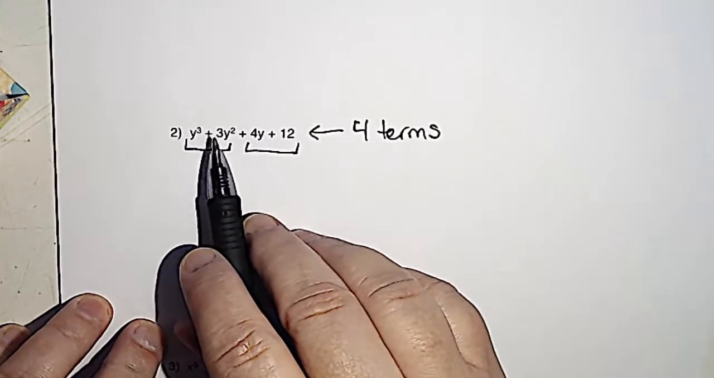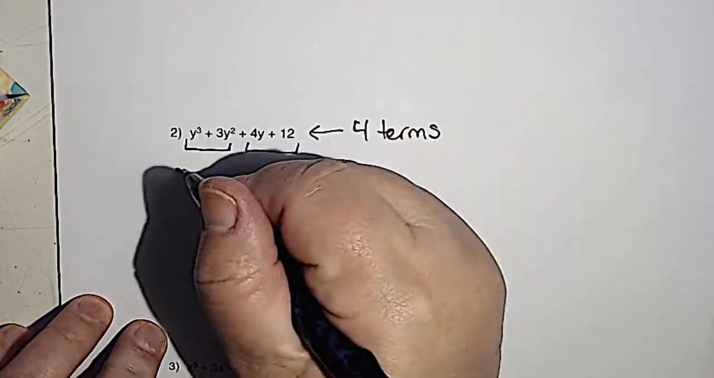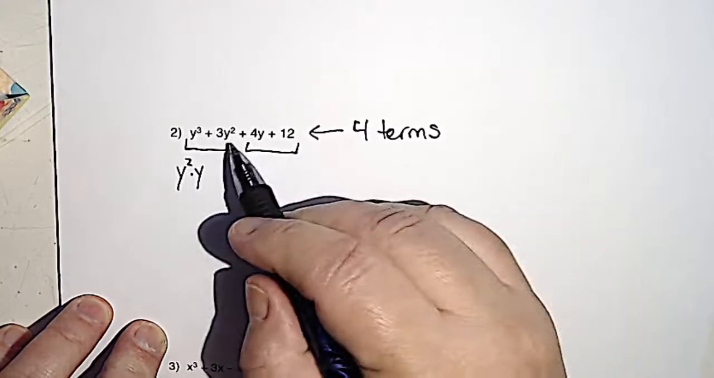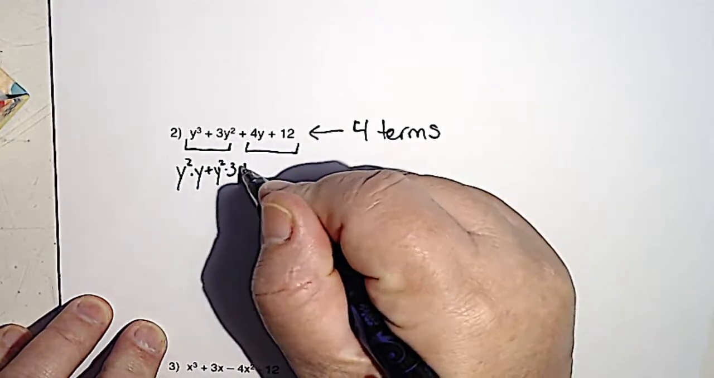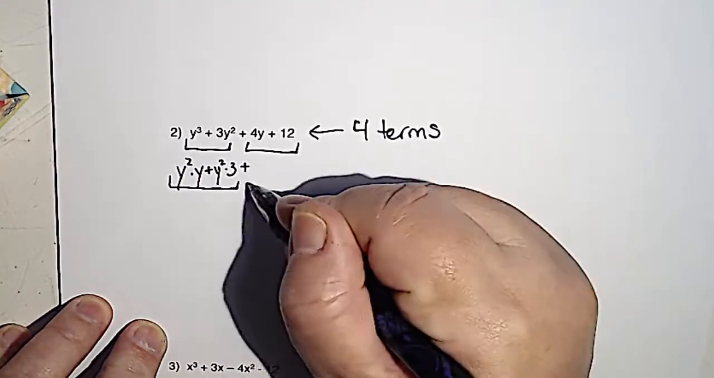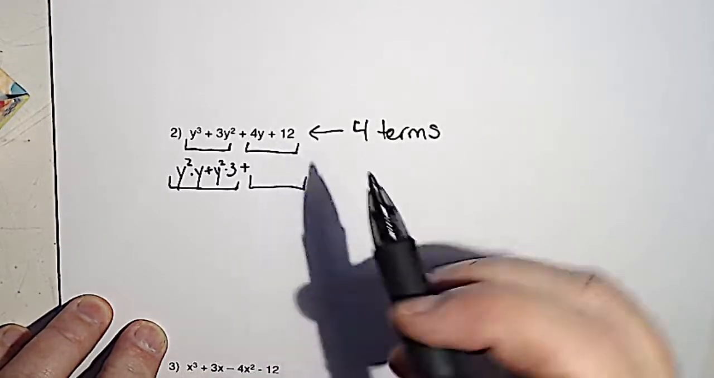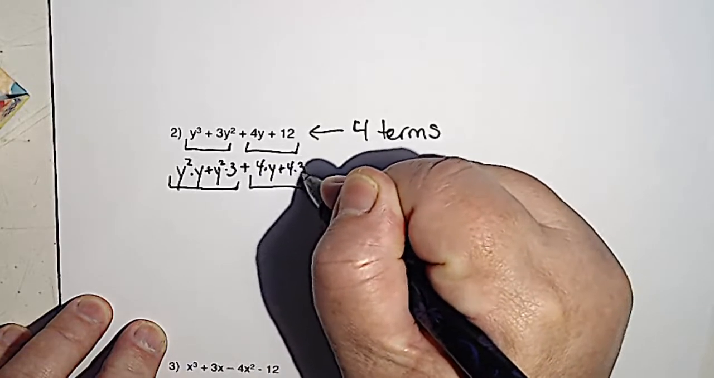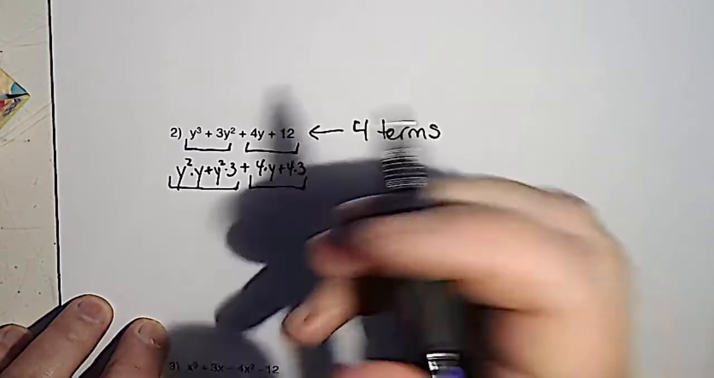So y cubed plus 3y squared, what's common between those two? You're right. There's y squared in both cases. This is y squared times y, and this is y squared times 3. Now, in the second 2, 4y plus 12, what's common? You're right, there's a 4.